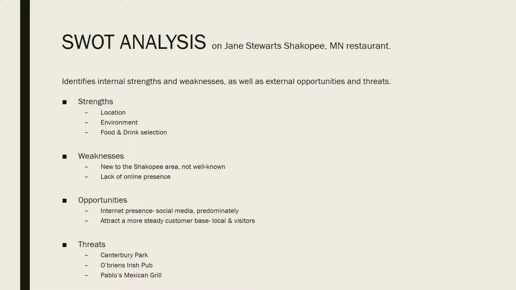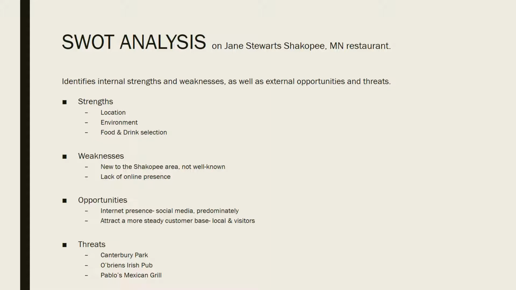So, going over all of these strengths, weaknesses, opportunities, and threats more in depth. When looking at the strengths, it is located next to Canterbury Park, which is an excellent area with a lot of foot traffic, especially during the summer months. It's really close, has great highway access both on and off. It does offer outdoor patio seating in addition to bar and dining seating inside, and does offer a wide variety of food and drinks at reasonable prices, which makes it an appealing destination.